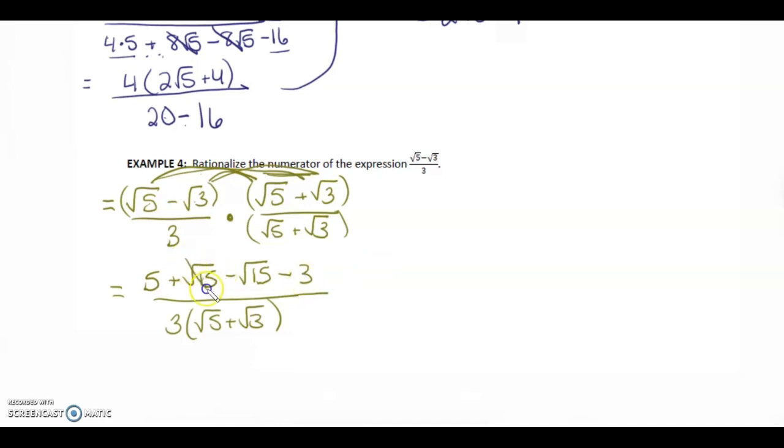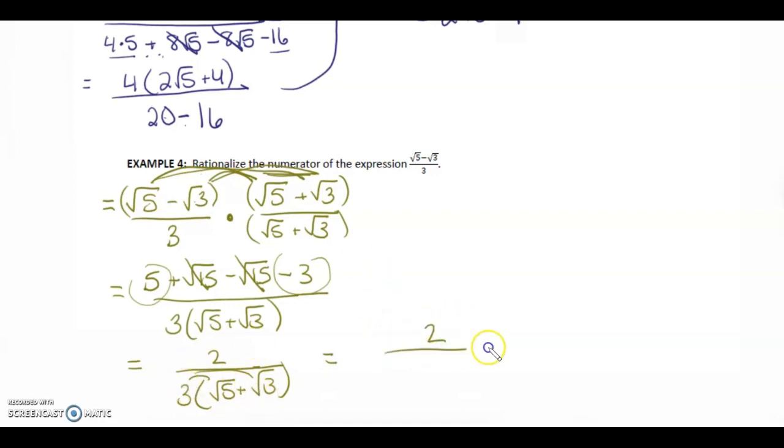Okay, these two middle terms can cancel out, and we're left with 5 minus 3, which is 2 over 3 root 5 plus root 3. I feel like fully simplified is going to be distributing the 3 into the bracket there. So I'm going to say fully simplified is going to be 2 over 3 root 5 plus 3 root 3.